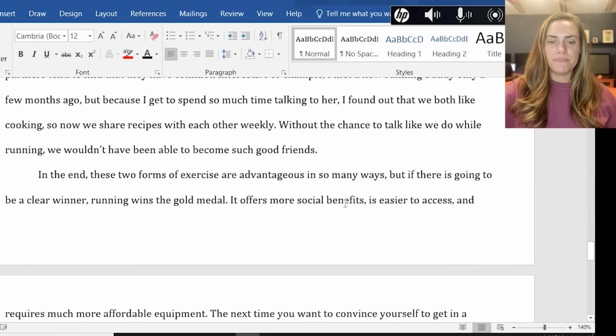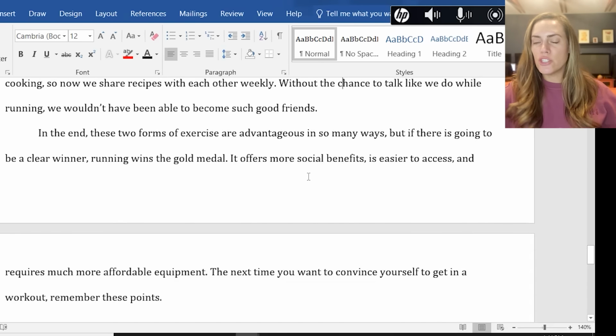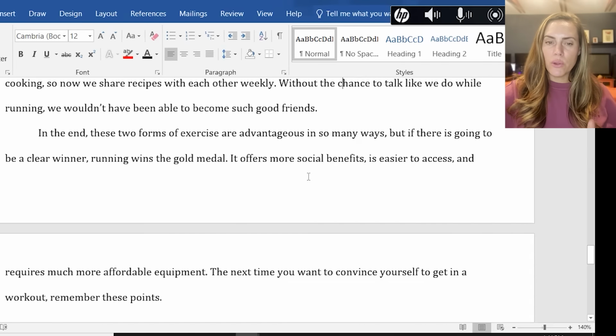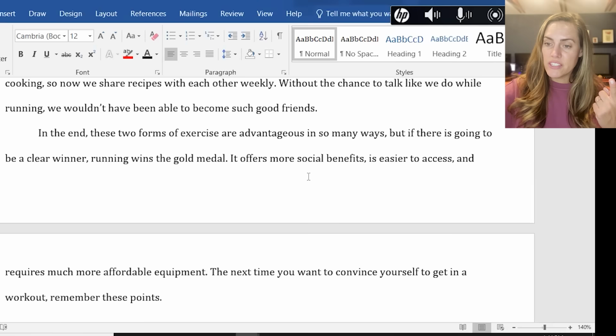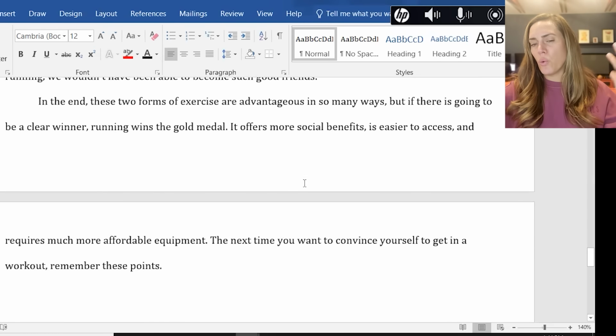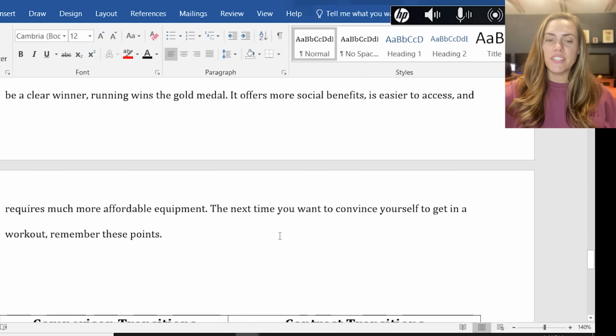Okay, conclusion. In the end, these two forms of exercise are advantageous in so many ways, but if there's going to be a clear winner, running wins the gold medal. It offers more social benefits, it's easier to access, and it requires much more affordable equipment. The next time you want to convince yourself to get in a workout, please remember these points.